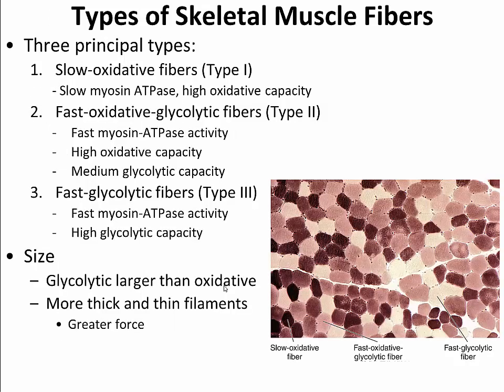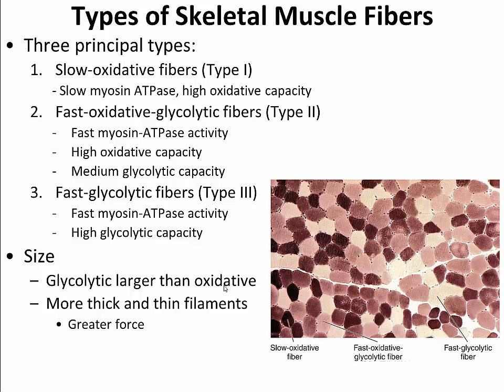These are the categories of muscle fibers. We have three principal types of muscle fibers. Number one, we have type 1 muscle fibers, which are slow oxidative fibers. These are fibers that have slow myosin ATPase activity, and they have high oxidative capacity. And so these fibers are dark red in color, and these fibers tend to be a little bit smaller than the next two fibers that we'll talk about.